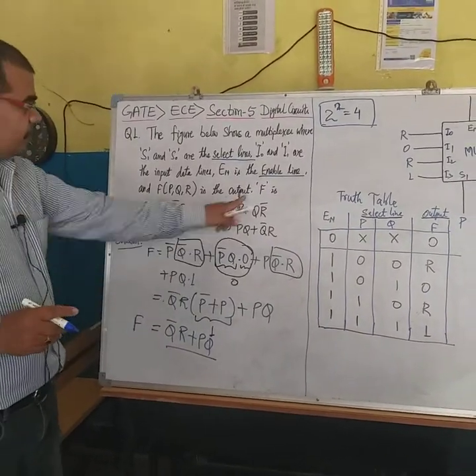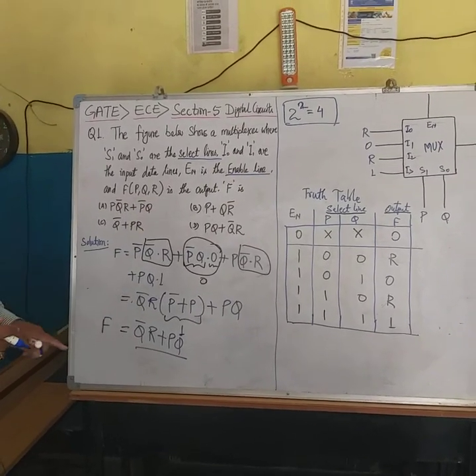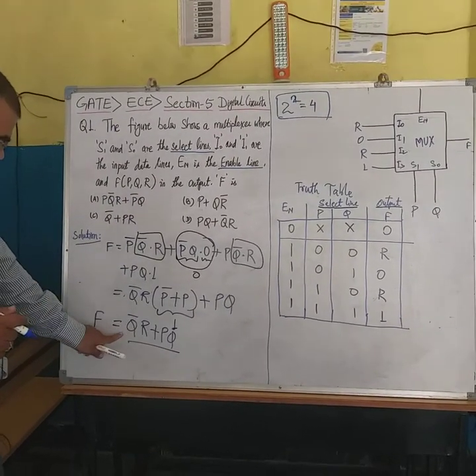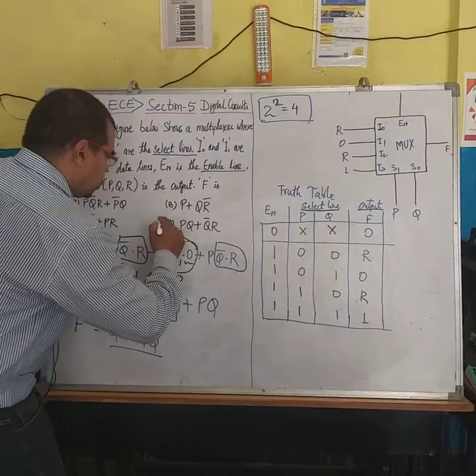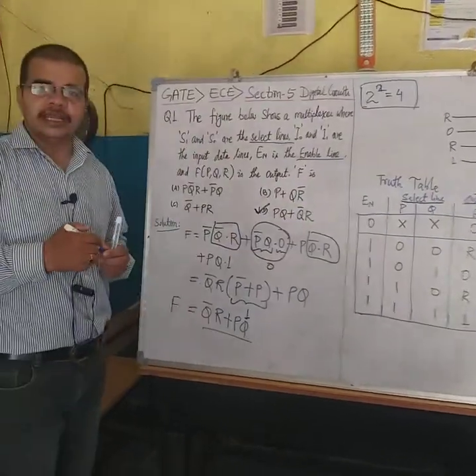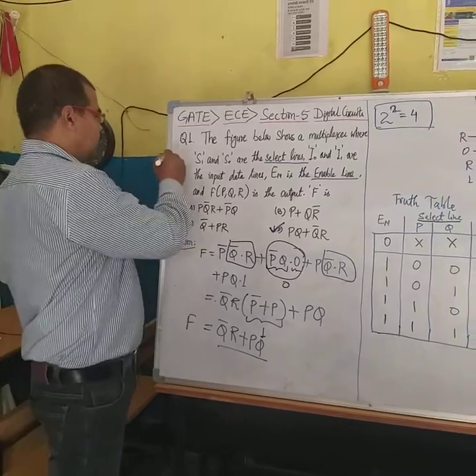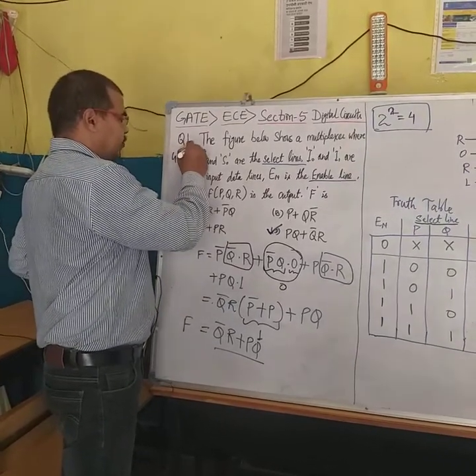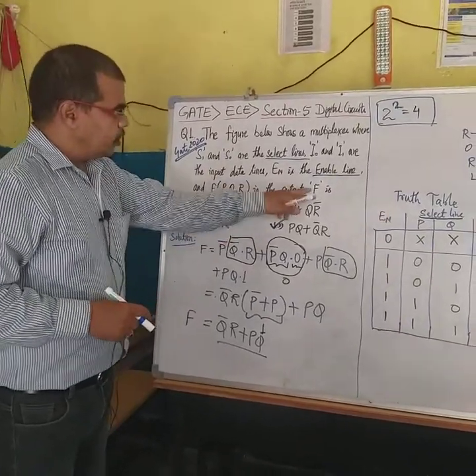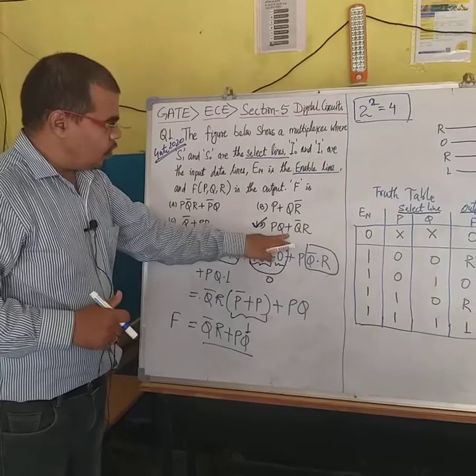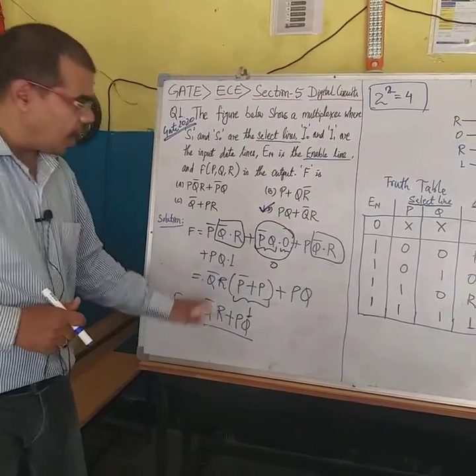This is the relation for your output F. We will see which option is matching with this one. Your F is equal to Q dash R plus PQ, so your answer D is correct. This question came for 1 mark in your GATE 2020. So in this question, your output F is PQ plus Q dash R.